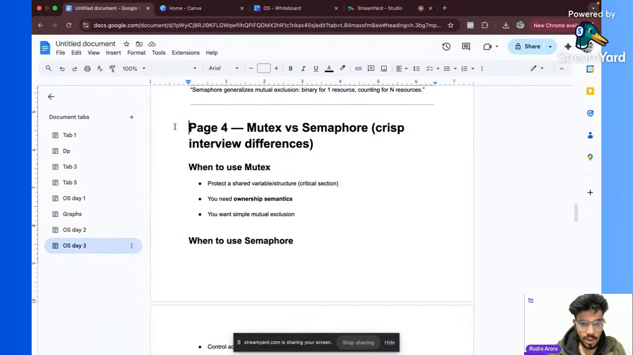You can just think of this mutex versus semaphore. Mutex is used for two processes. Semaphore can be used for multiple processes.